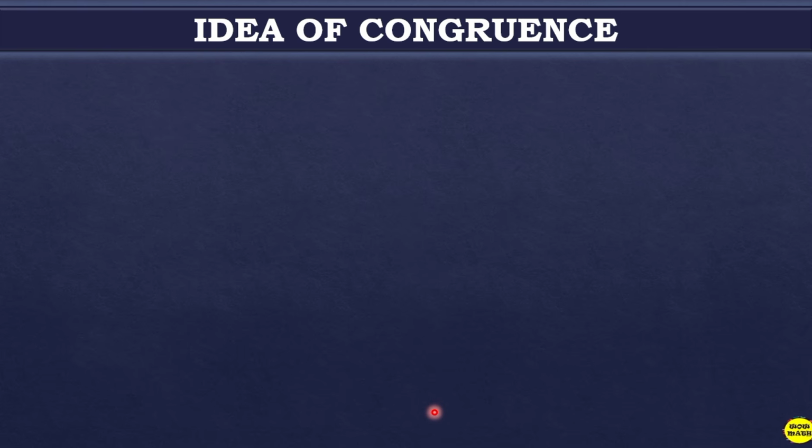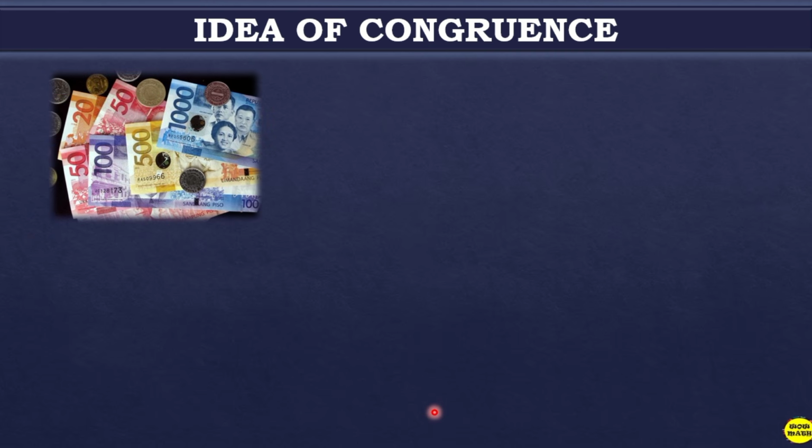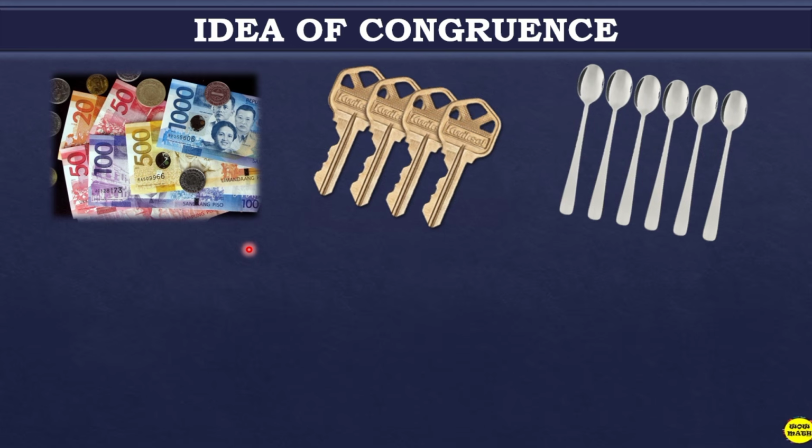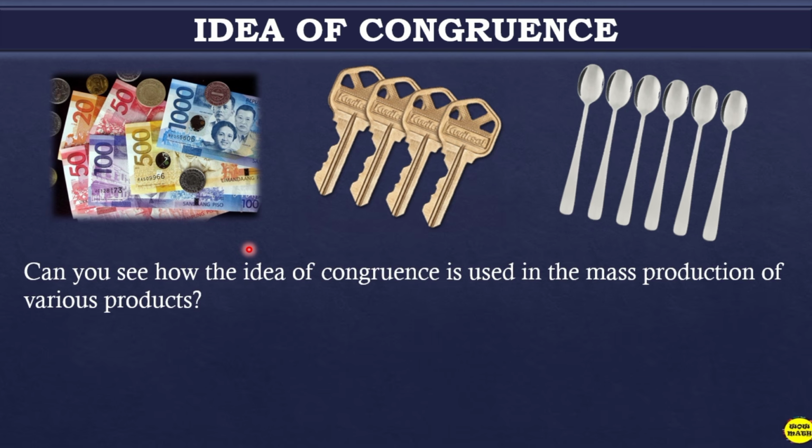Now, did you know that the idea of congruence is actually used in some objects like paper bills and coins, duplicate keys, the set of silverwares like spoon and fork? Can you see how the idea of congruence is used in the mass production of various products? Yung idea ng congruence, hindi lang yan sa math. Ginagamit rin ang idea ng congruence sa paggawa o mass production ng iba't ibang produkto.